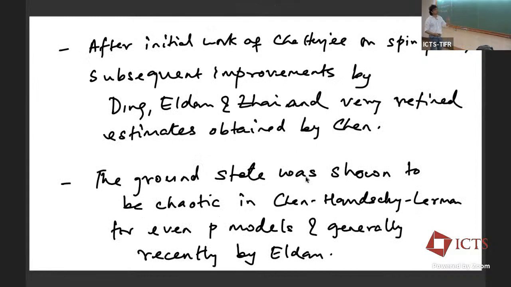Okay, in the setting of spin glasses, again, Chatterjee, when he initially introduced this theory, made some progress, but subsequently the results were improved significantly by a group of authors like Jian Ding, Ronen Eldan, and Alex Zhai, and then more recently by Wei-Kuo Chen, using very refined understanding of the underlying spin glass model. And the ground state was also shown to be chaotic in a paper of three authors, and more recently by Ronen Eldan in a more general setting.